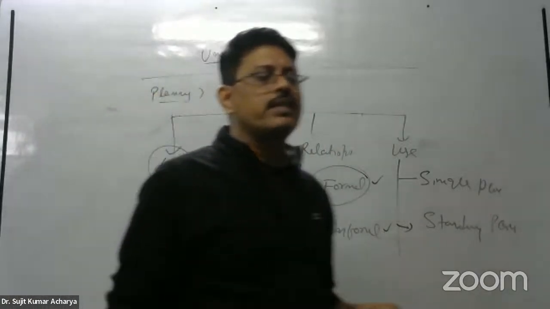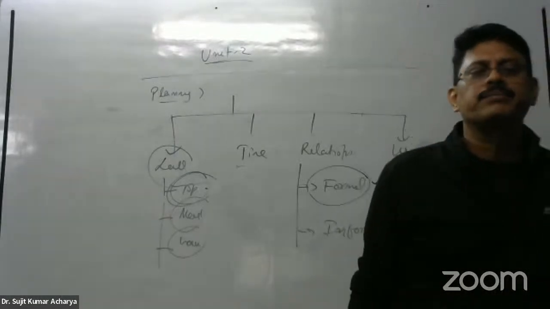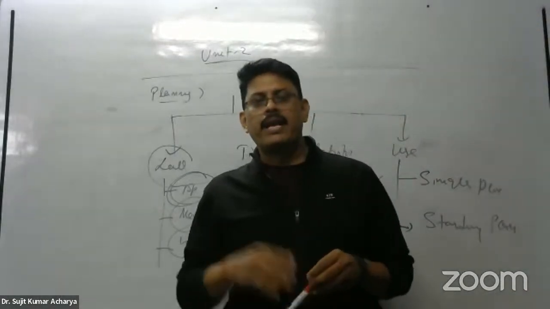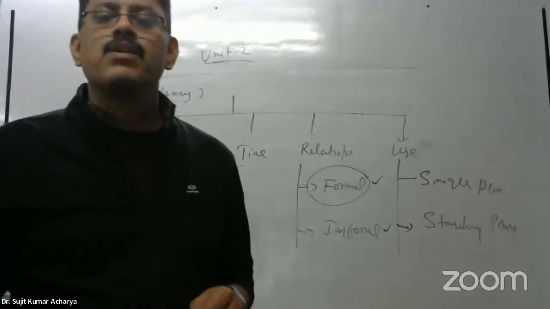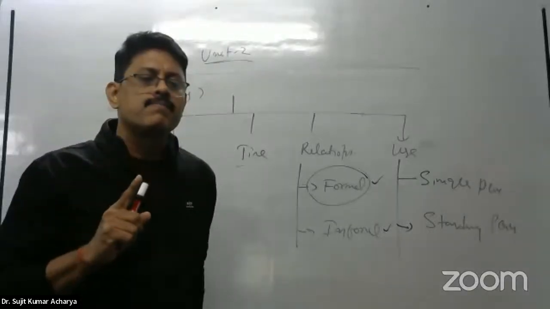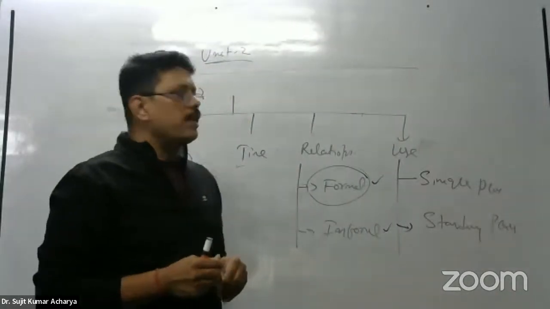Now, can you tell me what is the difference between them and how to describe single use planning? Can anyone tell me, or are all of you muted? Okay, you can write. Hello, sir. A single use plan is a plan which is used for one time, not repeated. Okay. A standing plan, it will stand.